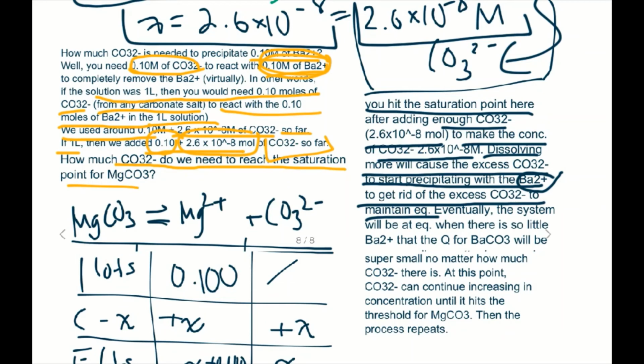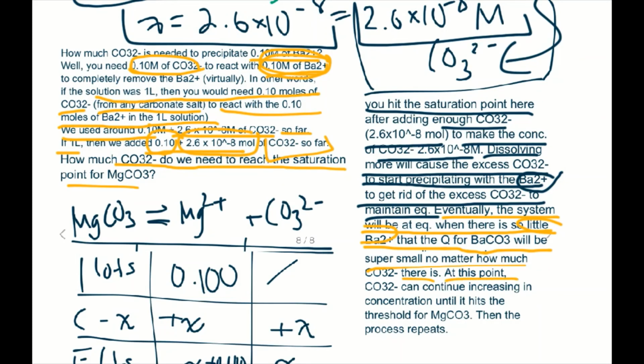So let's read this little story to continue on. Eventually, the system will be at equilibrium when there is so little barium 2+ that the Q for barium carbonate will be super small no matter how much carbonate there is. So this is the point where almost all of the barium 2+ is reacted, or when there is so little that the Q for barium carbonate is so small that it will never precipitate again.